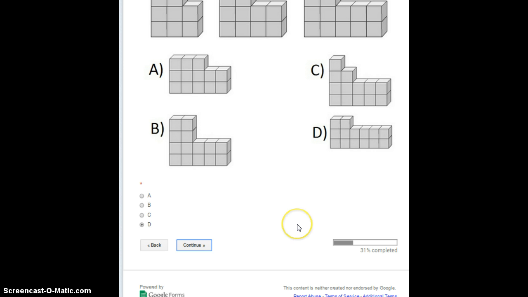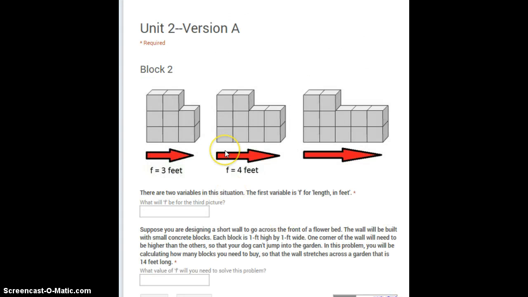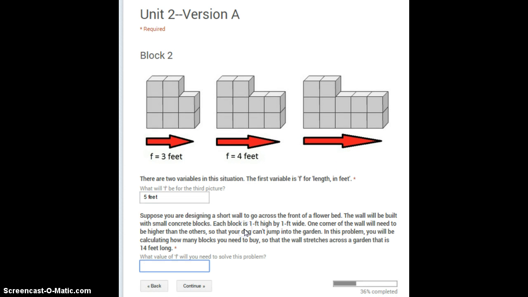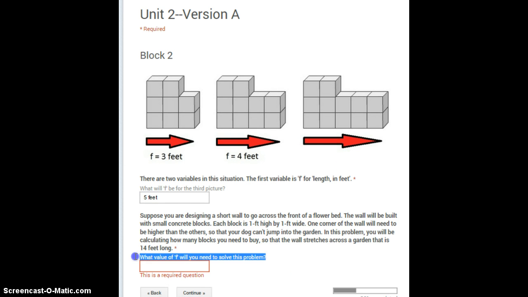And that gives us an introduction to the first one of our variables, the length of the wall. This wall, I've got a red arrow going this way, and it says F equals 3 feet. 1, 2, 3 feet long. This is F equals 4 feet. 1, 2, 3, 4 feet. It's asking, what will F be for the third picture? 1, 2, 3, 4, 5 feet. In the third picture, it's 5 feet long. Next question, what value of F will you need to solve this problem? Well, remember, we were trying to figure out the wall needs to stretch across a garden that is 14 feet long.